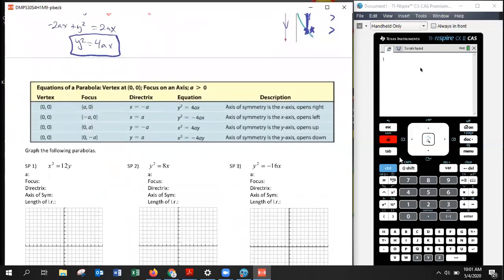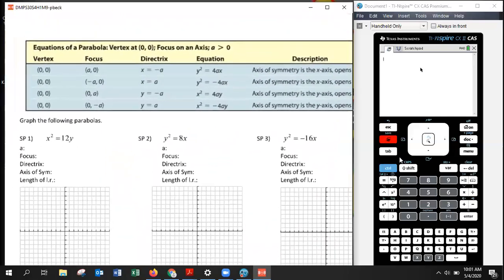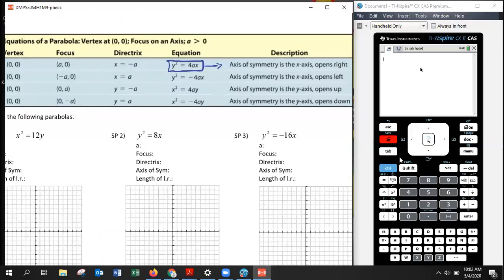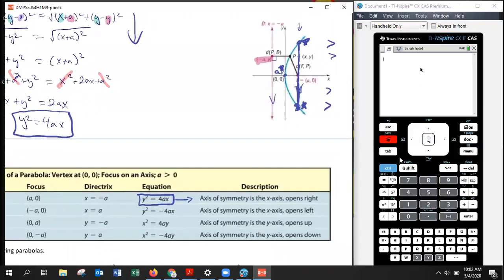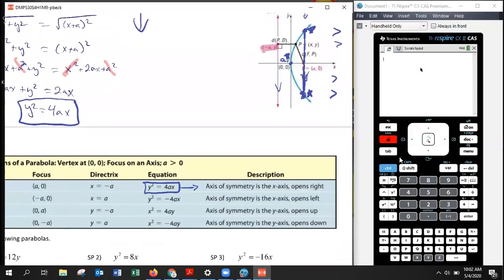What you see at the top of our screen right here is just a generalization of what's happening. What happens if you have an equation that looks like this? What orientation does that have? This is y squared equals 4ax, like I showed you above. The axis of symmetry is the x-axis, and it opens right, as you can see in the picture above. If you have a negative value, that means you're going to open left.